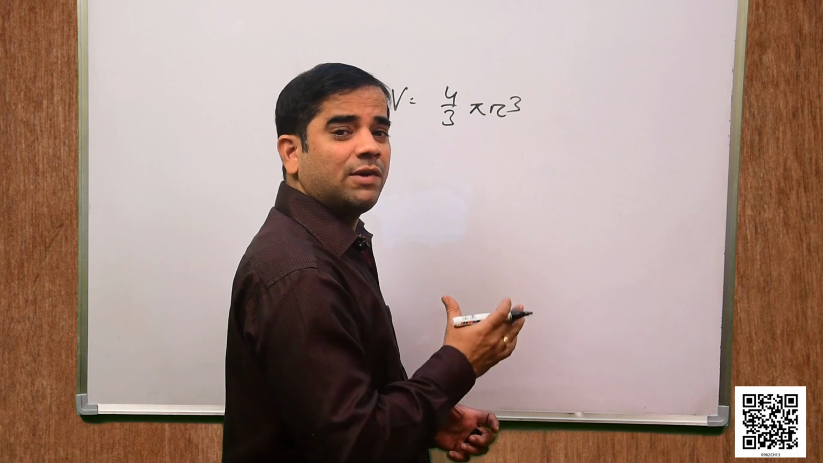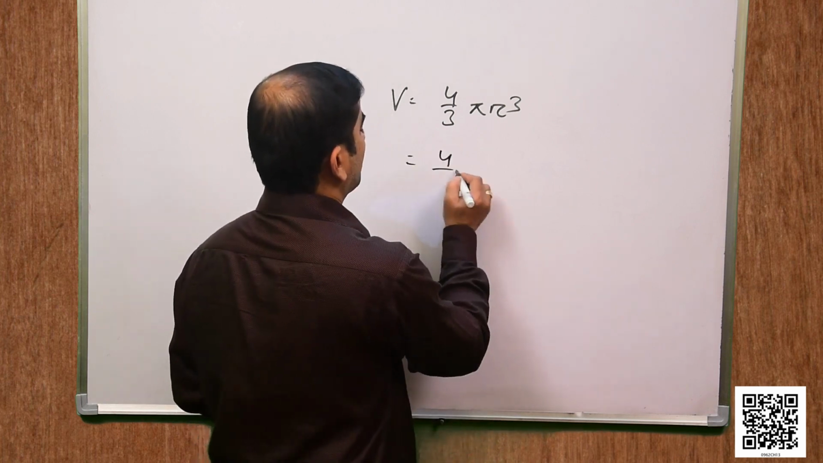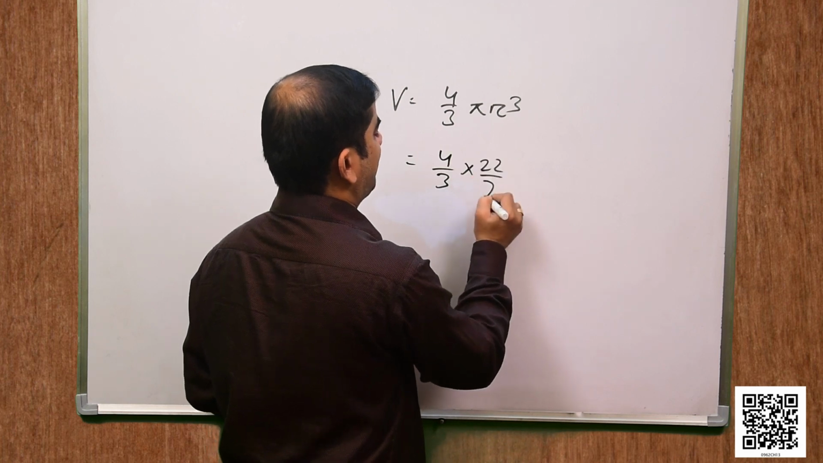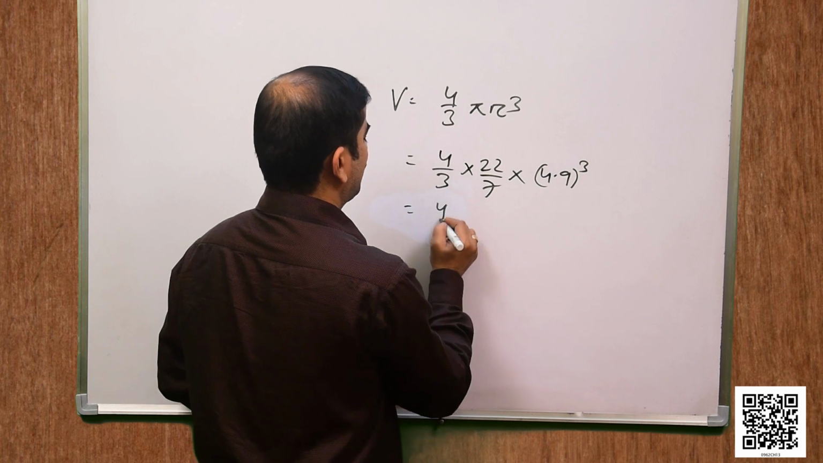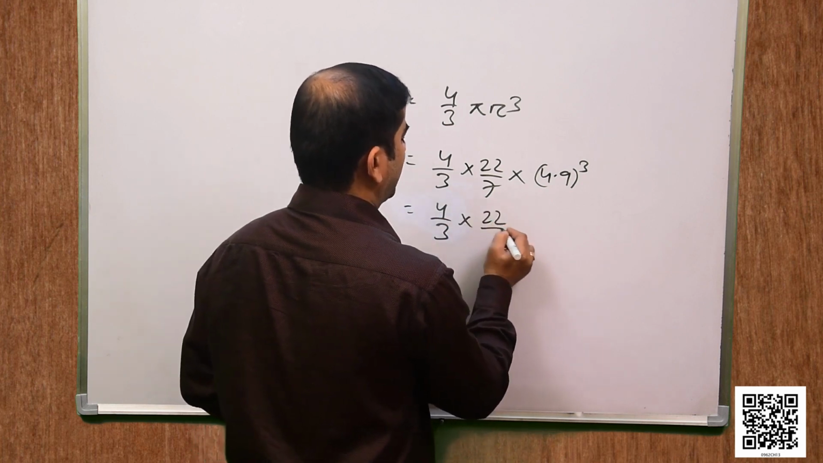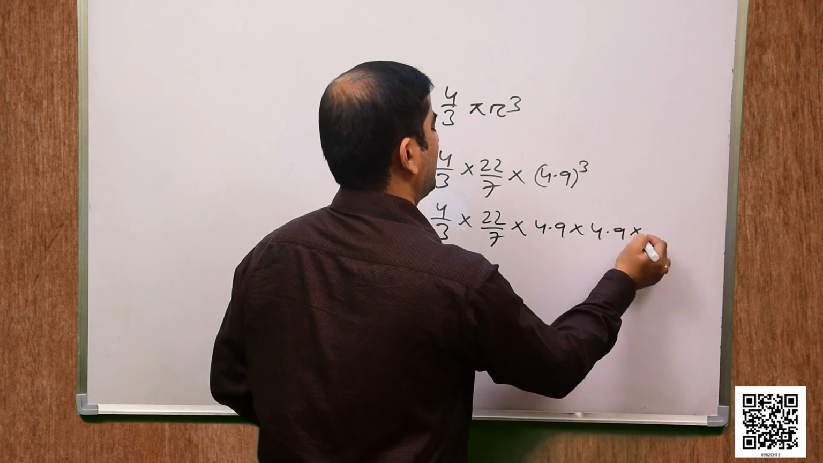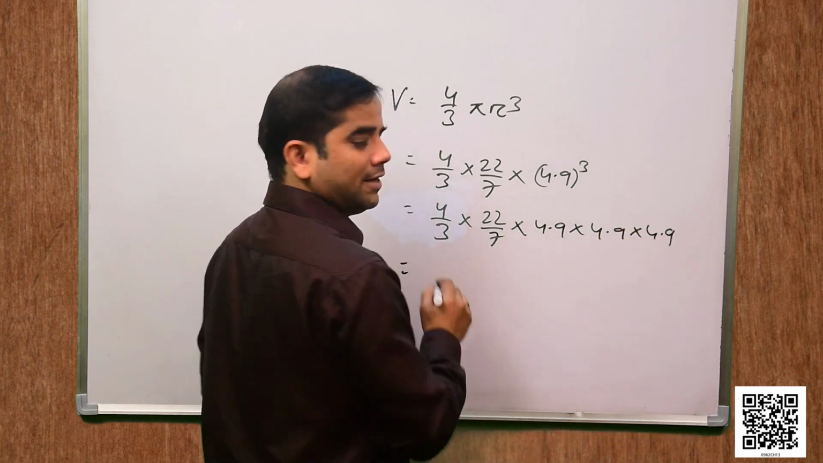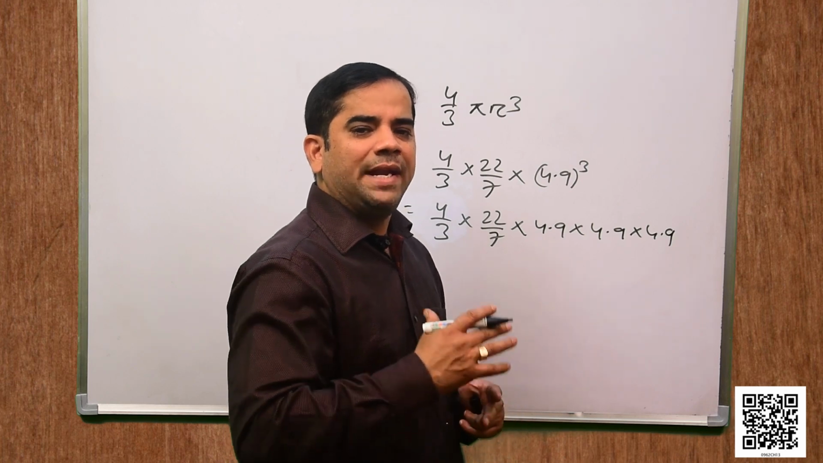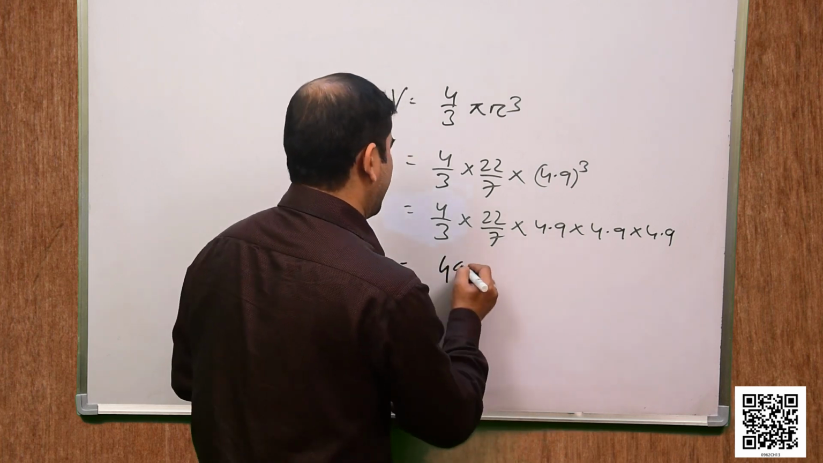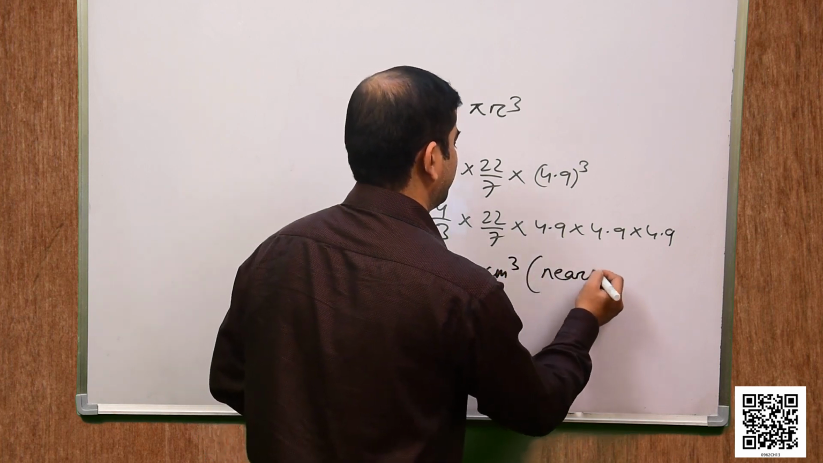So, students, when we substitute the value of r in this formula, we will get 4 by 3 into 22 by 7 into 4.9 cube, that is 4 by 3 into 22 by 7 into 4.9 into 4.9 into 4.9, and when we calculate, we will get a value that will be nearly equal to 493 centimeter cube.